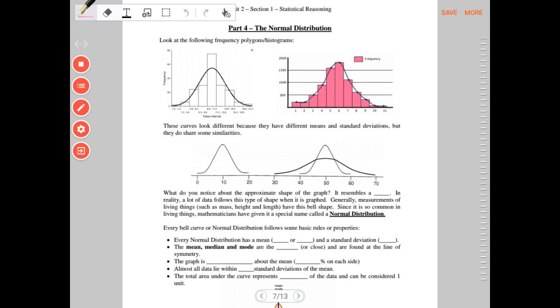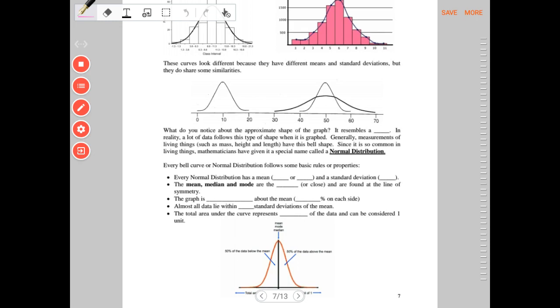The curves look a little different because they have different means and standard deviations, but they also share some similarities. This curve looks exactly the same as this curve, but if you notice, their means are in different spots. Whereas this curve looks very different, but it has the mean in the exact same spot as this one. So we have all different kinds of curves, but how do we get them?